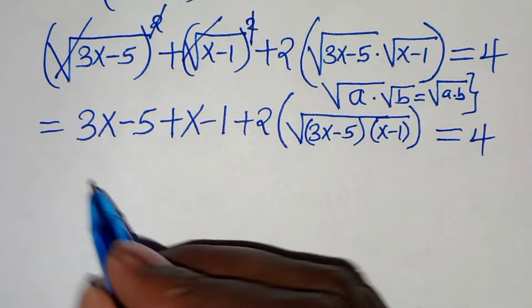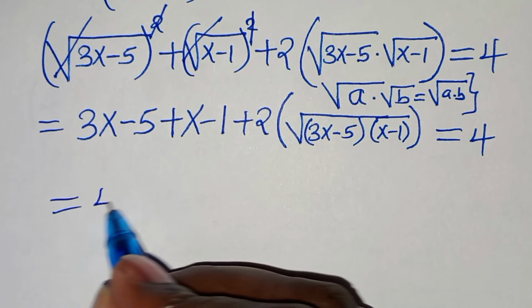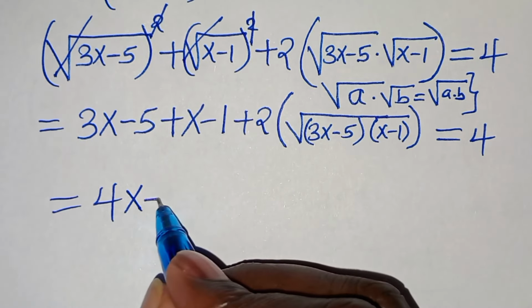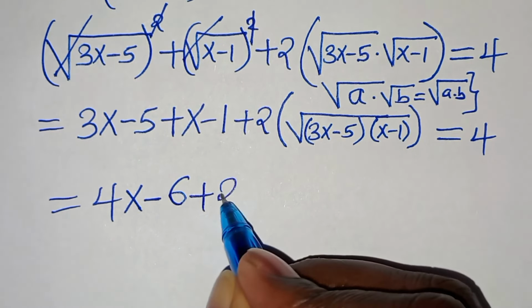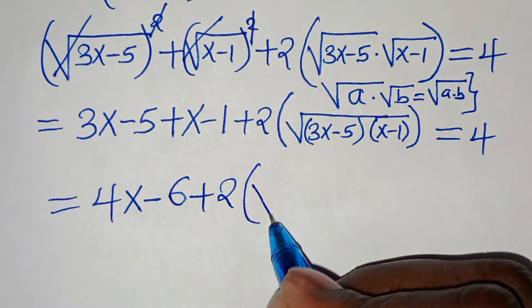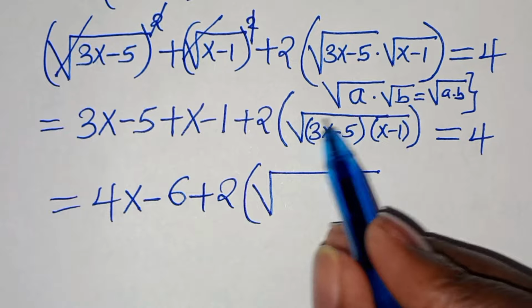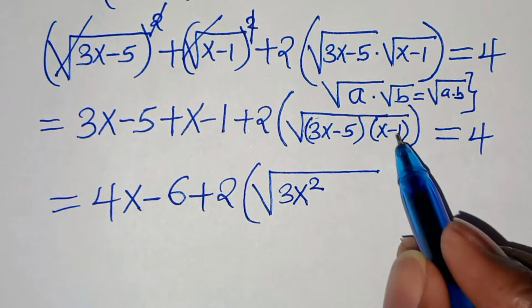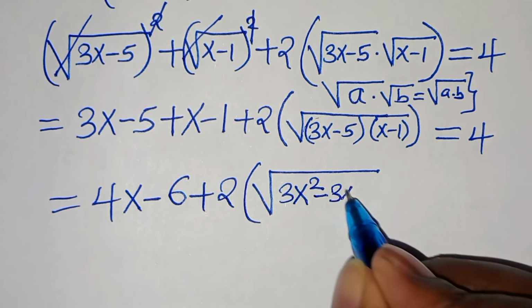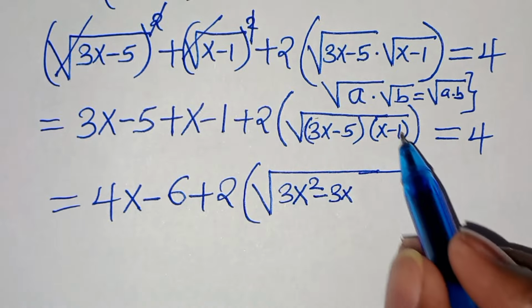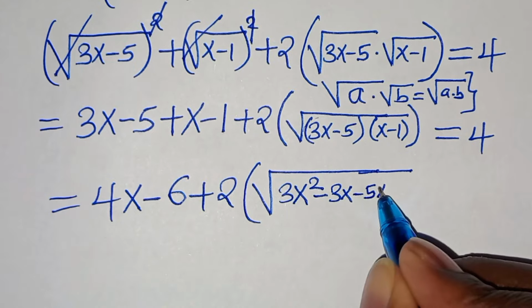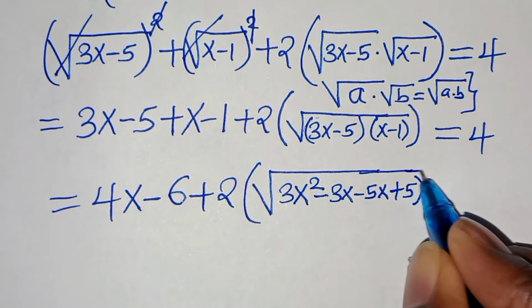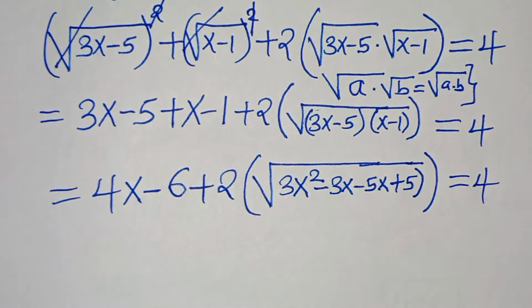Now, we have 3x plus x, and this is equal to 4x. Then we have minus 5 minus 1. This is minus 6. Then plus 2 into the parentheses, the square root of: 3x times x is 3x to the power of 2. Then 3x times minus 1 is minus 3x. Then we have minus 5 times x, which is minus 5x. Then minus 5 times minus 1 is plus 5. Close the parentheses. This is equal to 4.